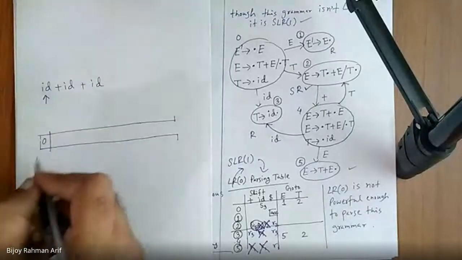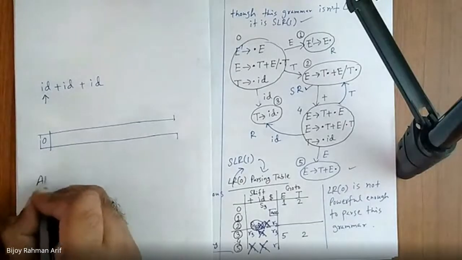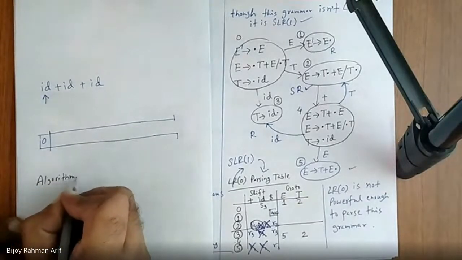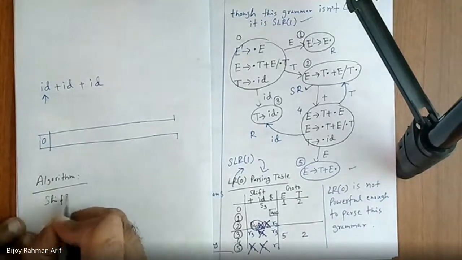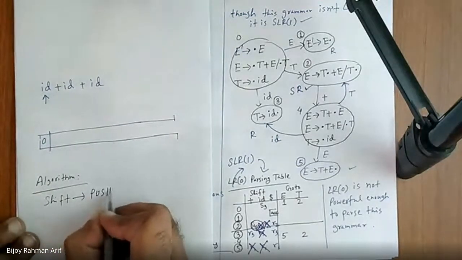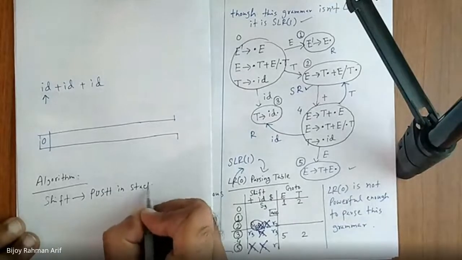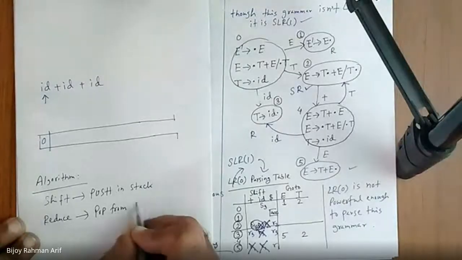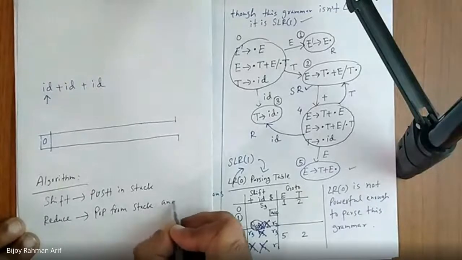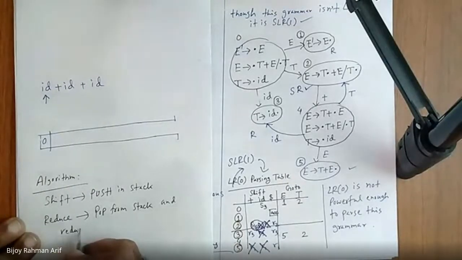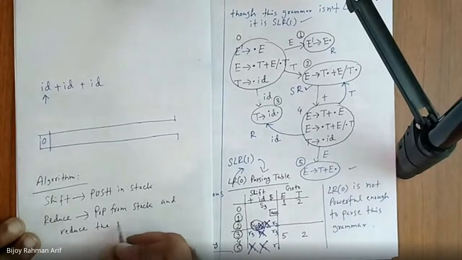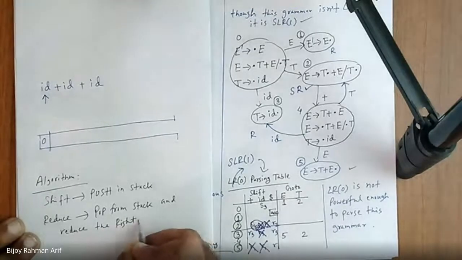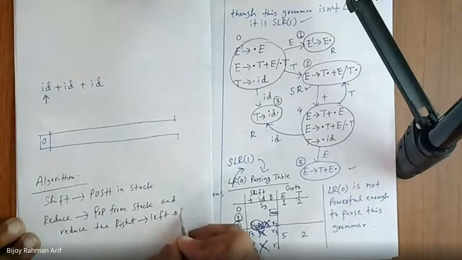Shift 3. Shift means pushing onto the stack. The algorithm is like this: shift means push onto the stack, and reduce means pop from the stack and reduce the right side to the left side of a production.